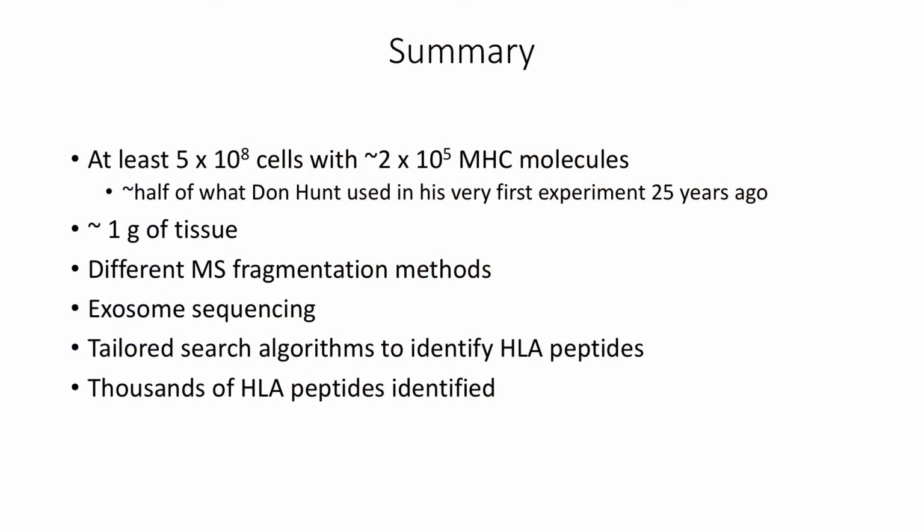And just in a summary to end with this talk, I think that's where I'm going to stop the topic because it's getting late. But usually what people need is still 5 to 10 to the 8 cells with that many MHC molecules expressing. So this is still not that different from what Don used about 25 years ago. But what really helps now to have better sequencing of these peptides is the different MS fragmentation methods. Exome sequencing, of course, helps. And the search algorithms also get much more sophisticated in helping interpret and not making false assumptions in interpreting this data. And that's how people come up with these numbers of 1,000 HLA peptides identified.